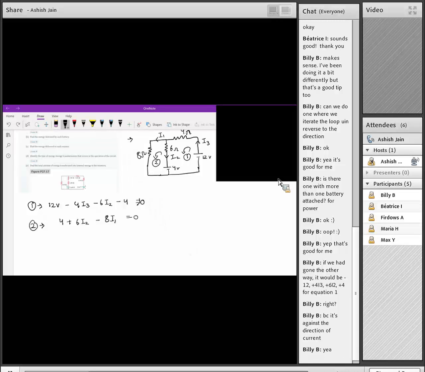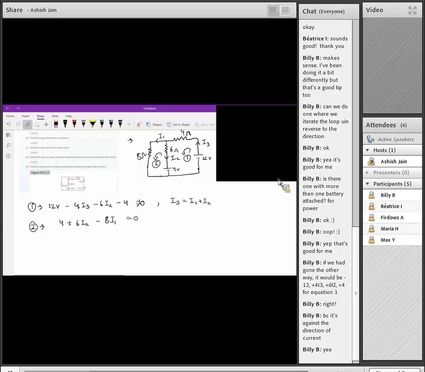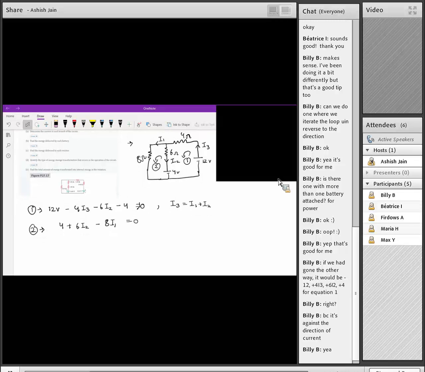Okay, we have another equation using Kirchhoff's current law. At any point, if you have any doubt, you can ask me. You can open your mic as well. I've given you the mic rights, so feel free to ask me questions if you find anything confusing.